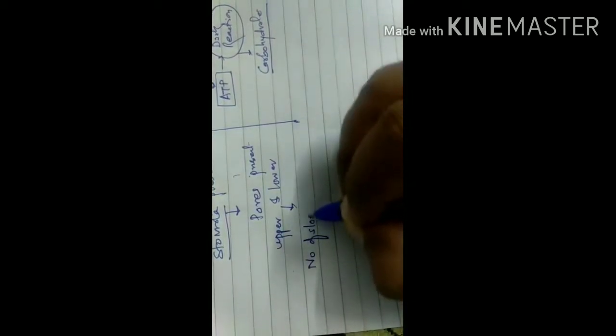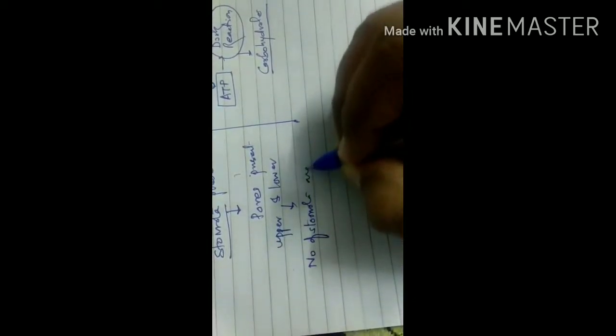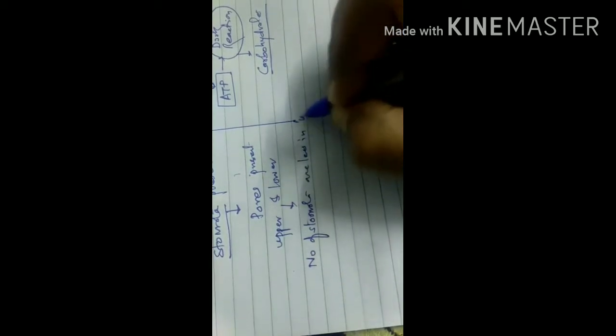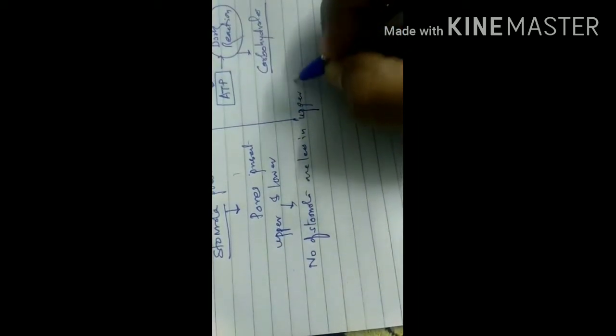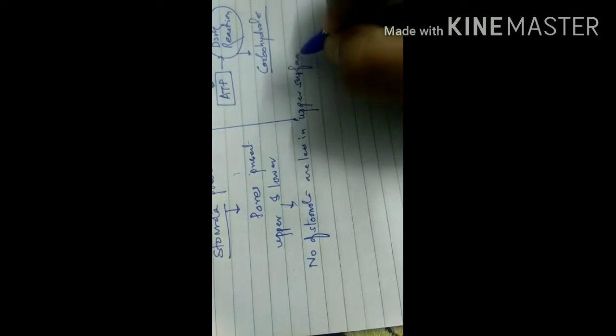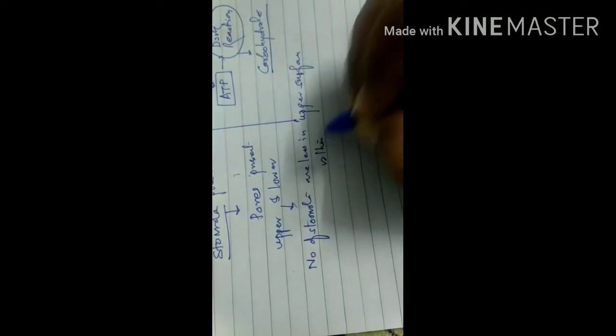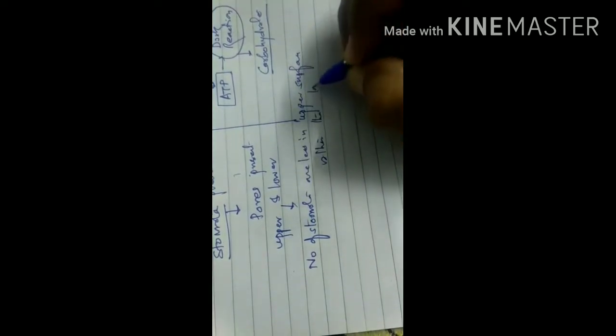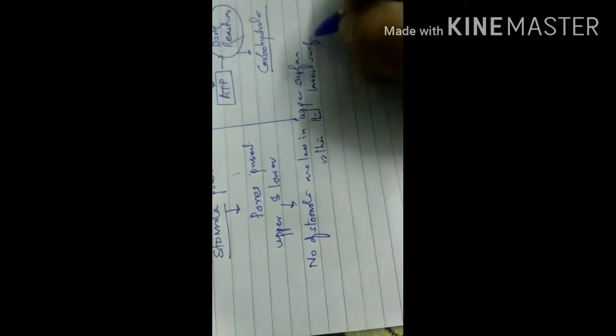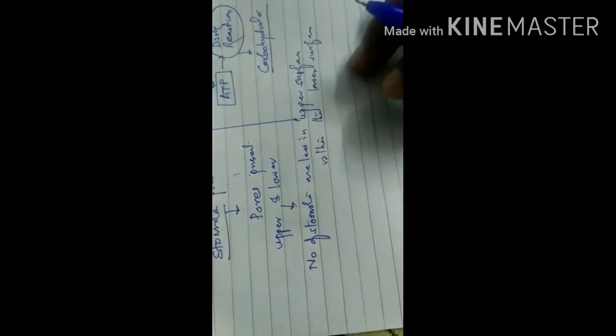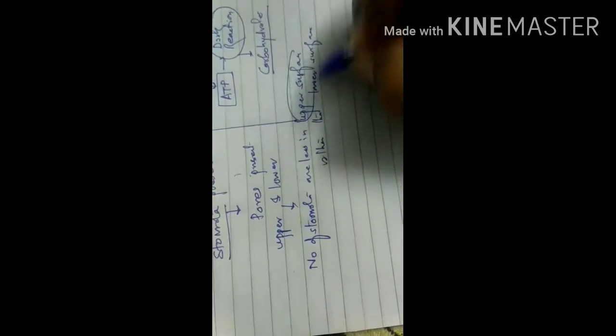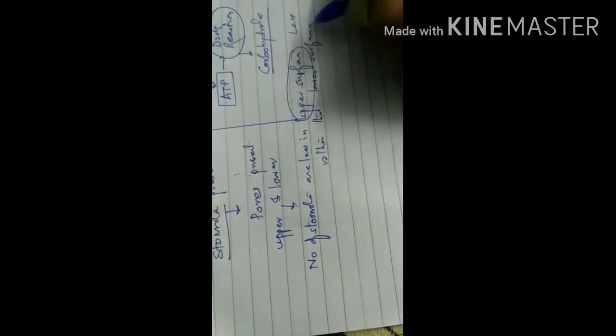So when we discuss these pores or stomata, the number of stomata is less in the upper surface rather than the lower surface. That means the number of stomata in the upper surface is less and in the lower surface is more.